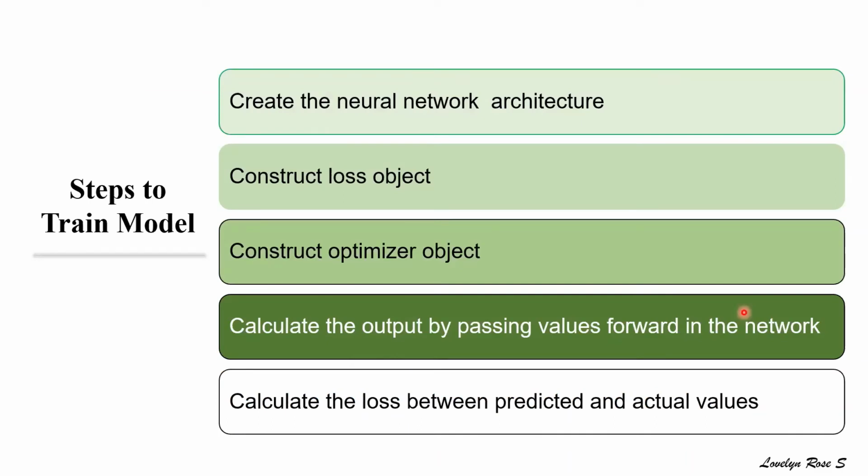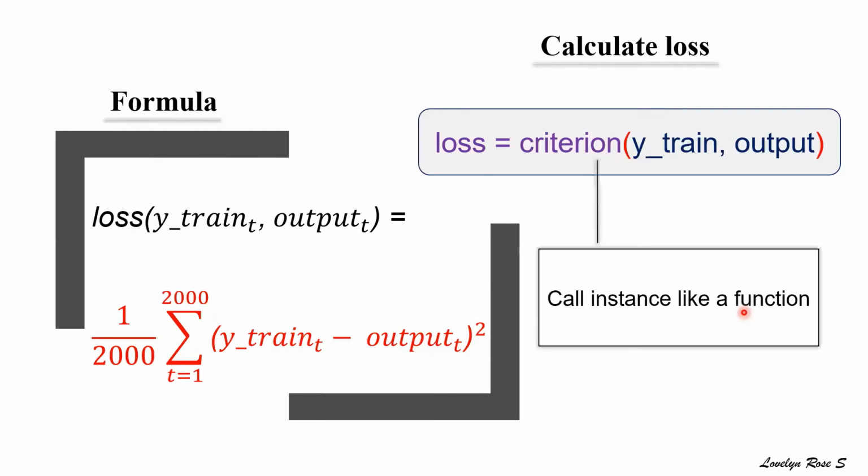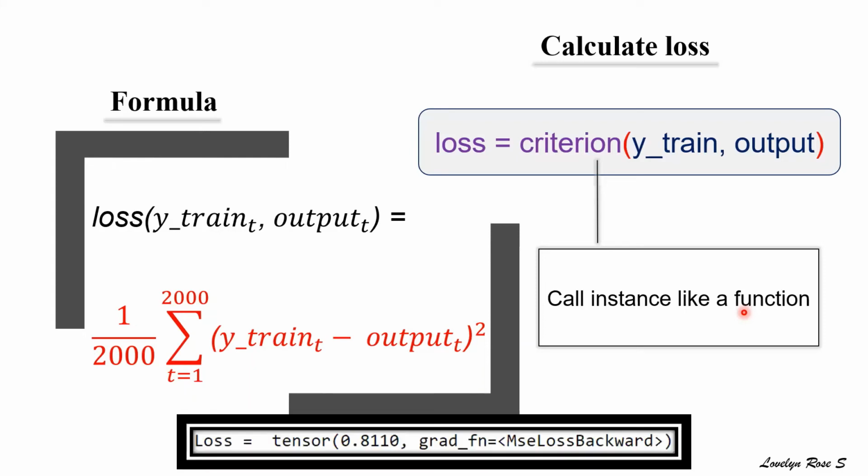So we have performed the first four steps. Now we need to calculate the loss between the predicted and the actual values. So for that, again, we call the instance of the loss like a function, and we pass the predicted value and the actual value. This calculates the loss function using the formula which is shown. Here we have used a normal gradient descent, and so the batch size is 2000, based on which it calculates the loss. And the output is shown.